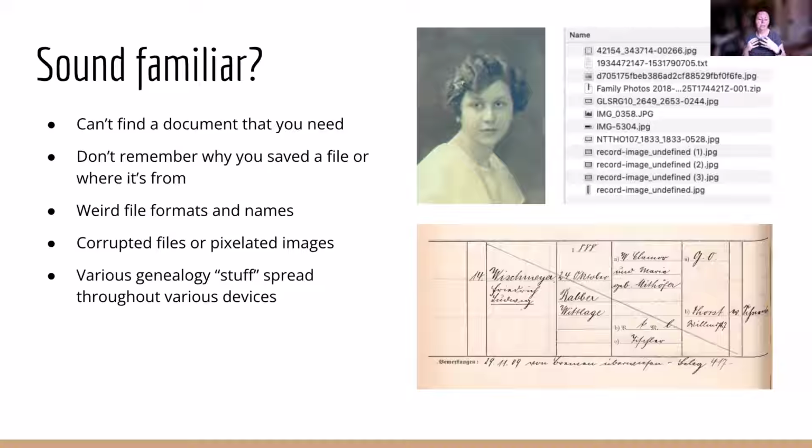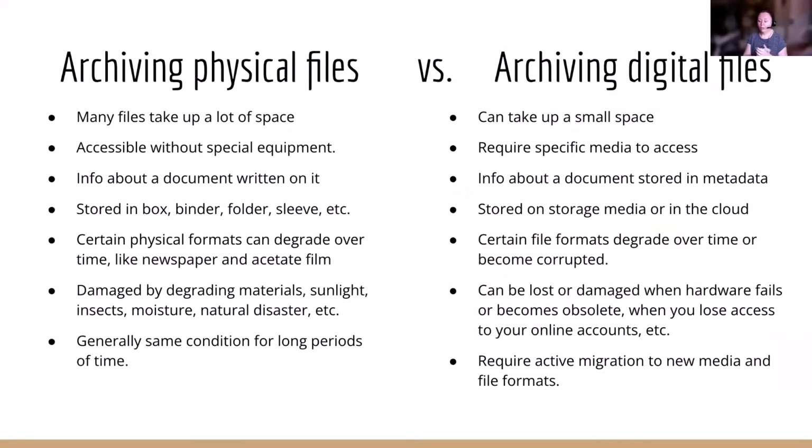And you have your various genealogy stuff throughout your various devices. You have some stuff in your email, some screenshots on your phone, some stuff in your downloads folder on your computer, other stuff on your tablet, and some stuff online. You have things all over the place. And so when you're looking for something, you can't find it, you don't really know what you have, and it's causing you to lose track of things or maybe do work over again when you already have your great-grandfather's birth certificate, but you can't find it. So what are we going to do to remedy that? We're going to archive it.